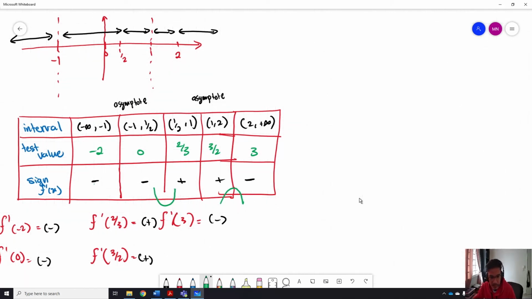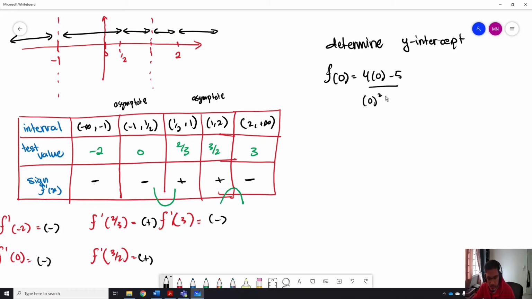Then we determine the y-intercept. To determine the y-intercept, we take the original equation and substitute the value 0. So then we have 4 times 0 minus 5 over 0 squared minus 1. So then we have 5. So 5 is our y-intercept.